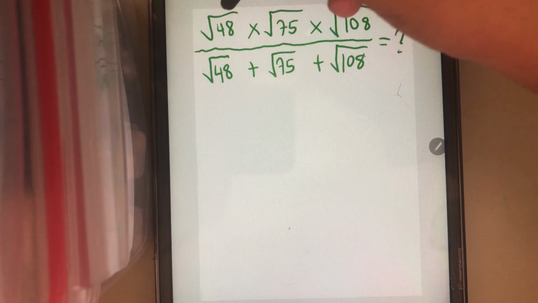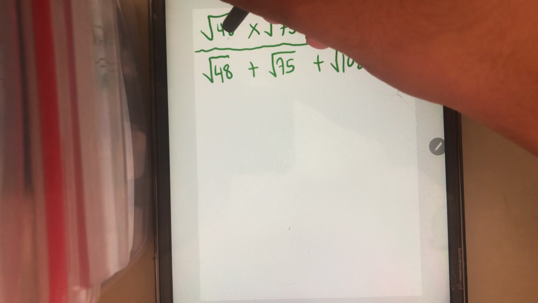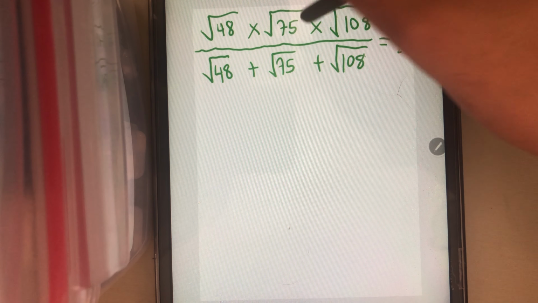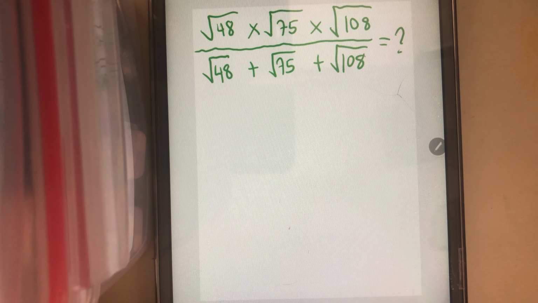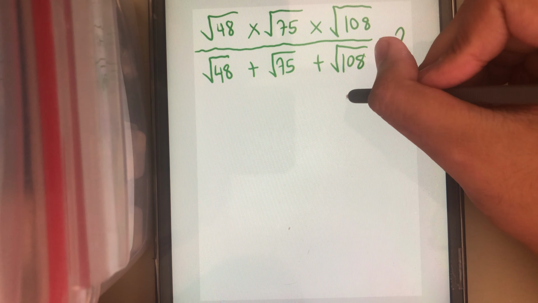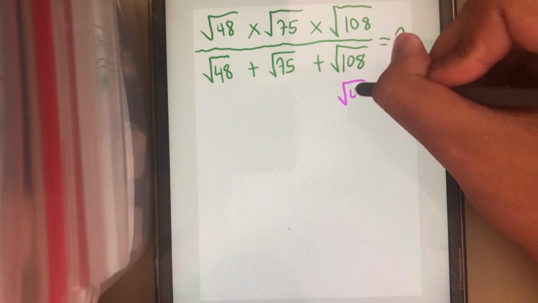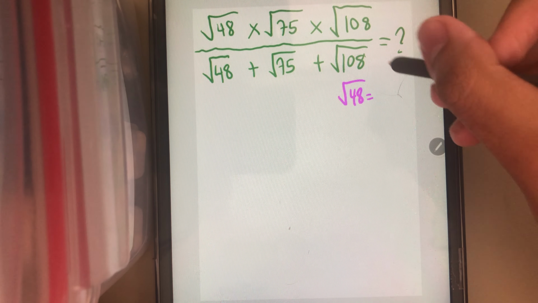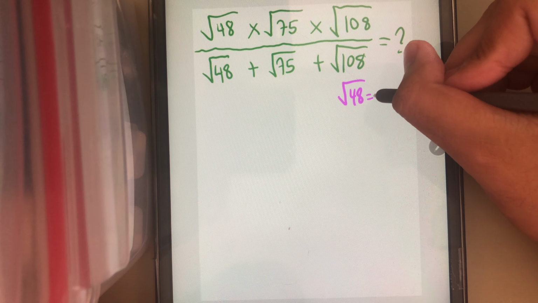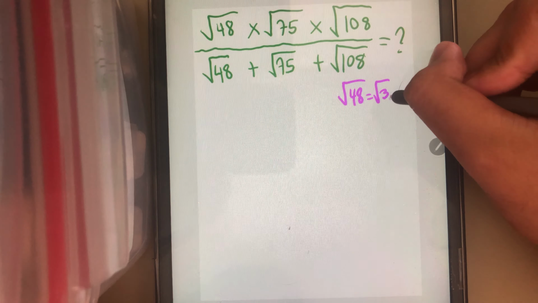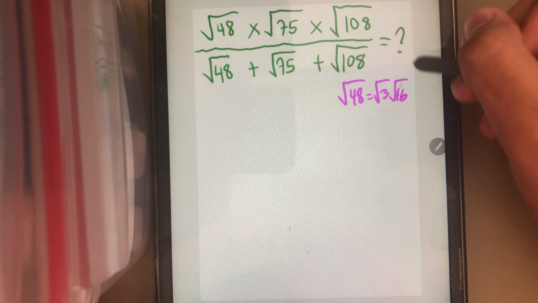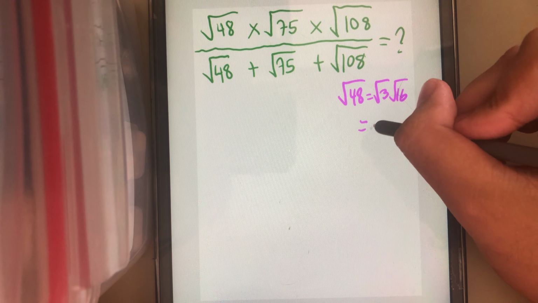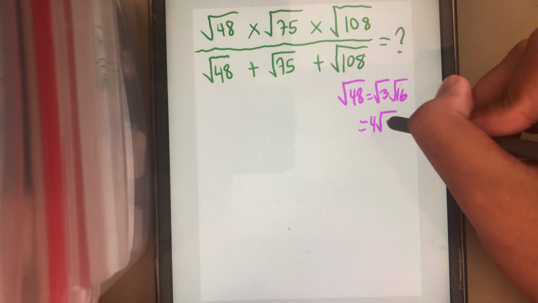Let's try to simplify square root of 48, square root of 75, and square root of 108. Square root of 48 is equal to square root of 3 times square root of 16. And it is equal to 4 times square root of 3.